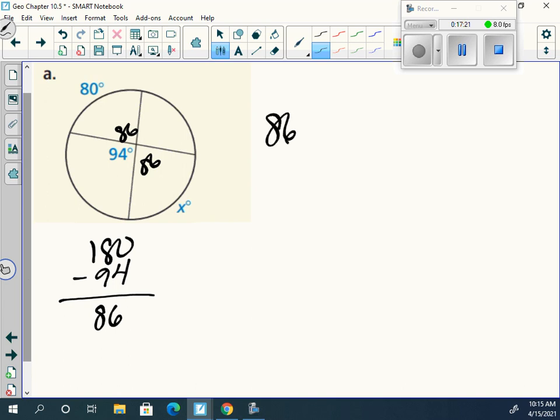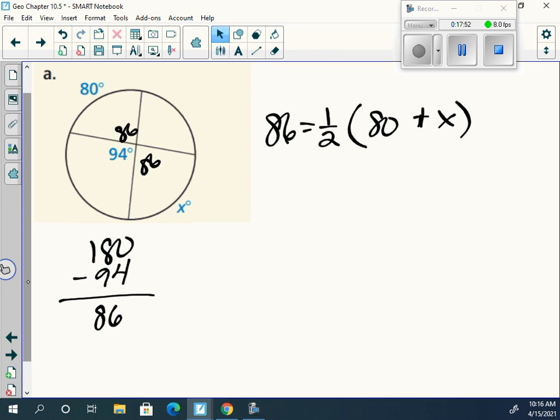And we're saying 86 is equal to 1/2 of what? 80 plus x. Those two arcs added together times 1/2 would give us 86. So it's not just one of them, because that point of intersection that creates these angles is not at the center of the circle, they won't directly relate to it. Now, we do have the equation. Are there any questions on how we got to this point here?